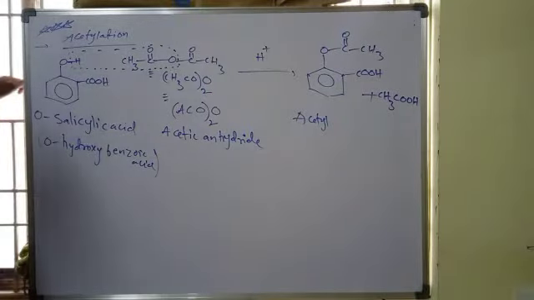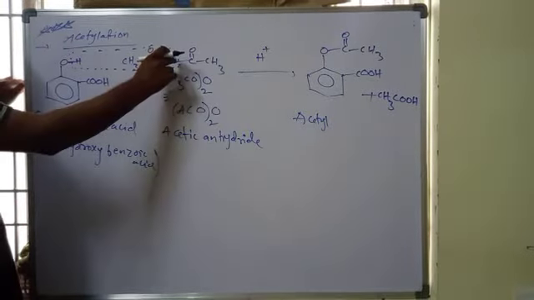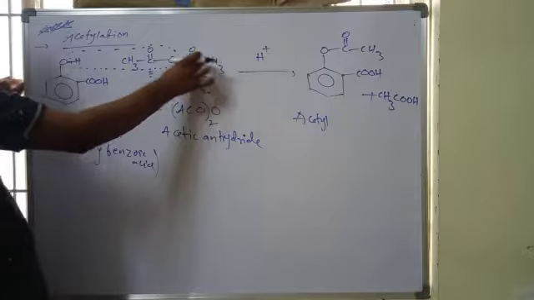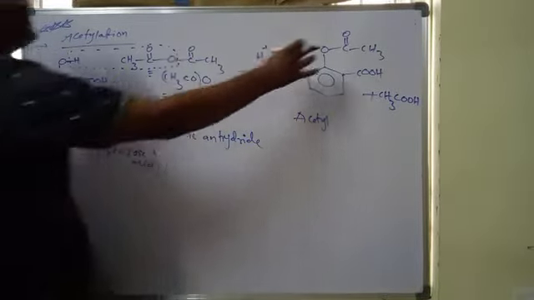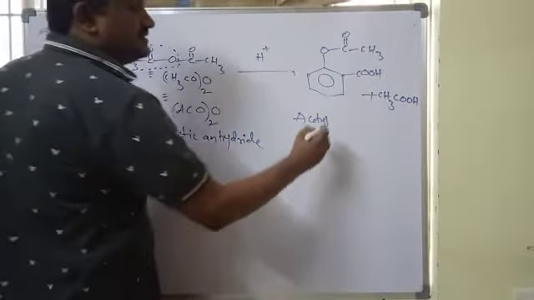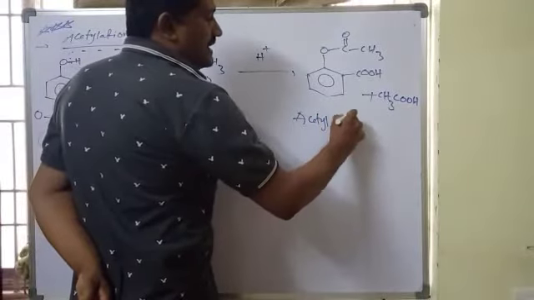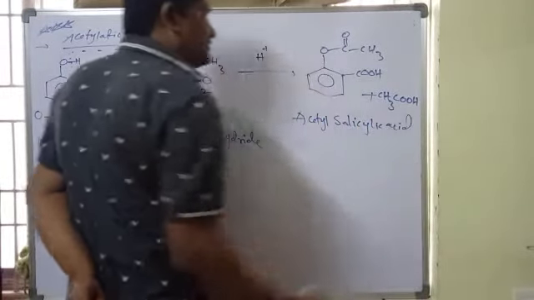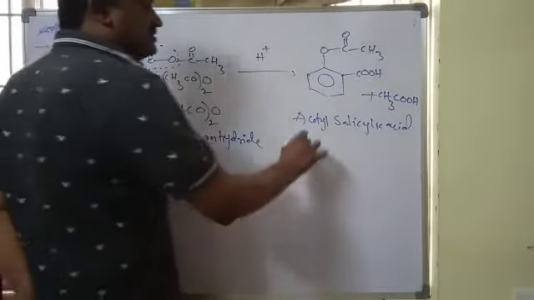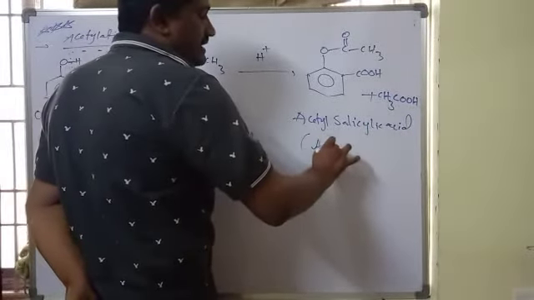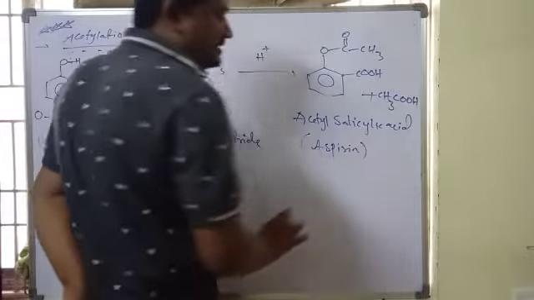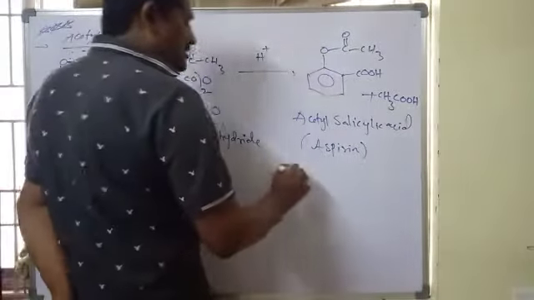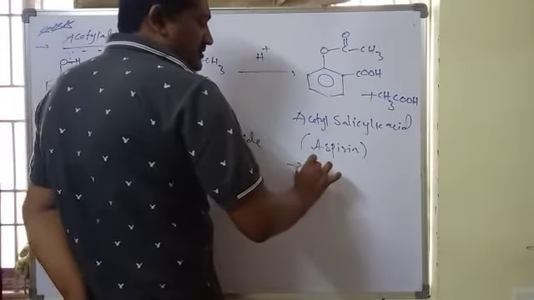In acidic medium, the H of the OH and the COOH part stays, and this acetyl group will attack on the oxygen. Now this is called acetylsalicylic acid. This is also called aspirin. You know that aspirin.